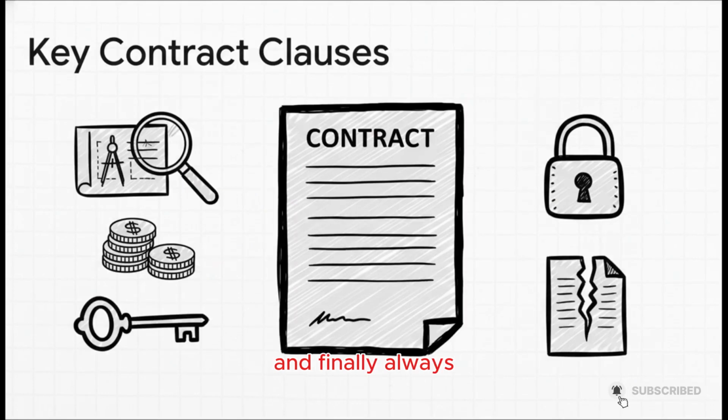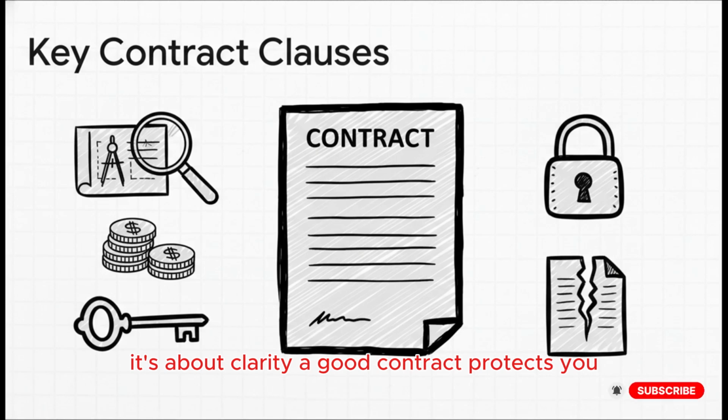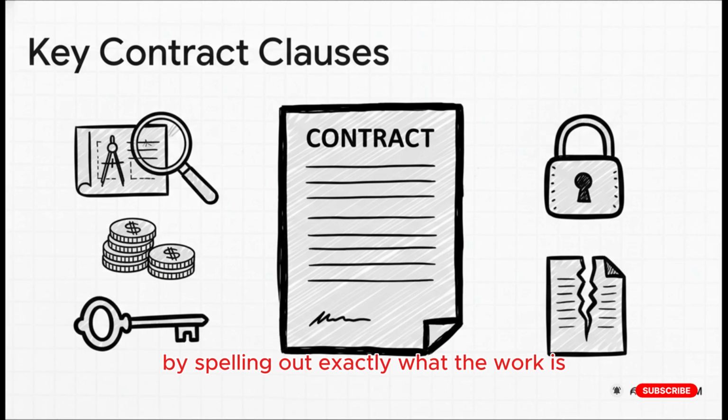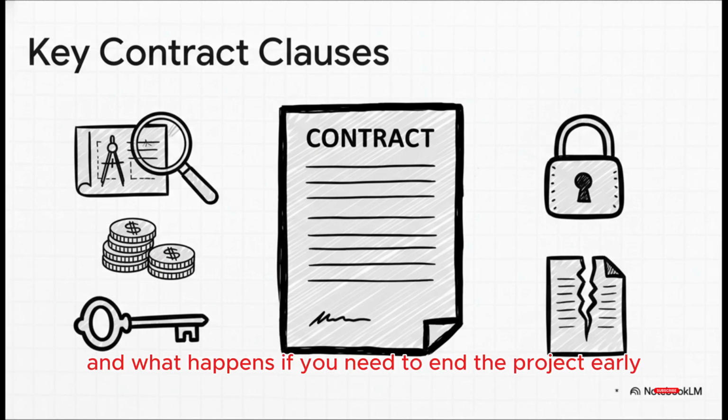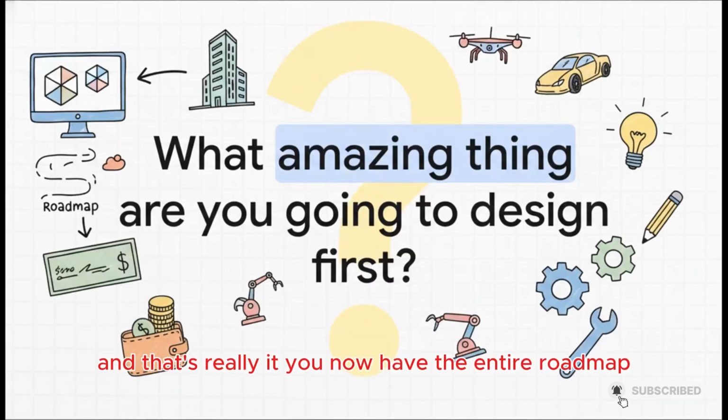And finally, always, always, always use a contract. This isn't about not trusting someone. It's about being a professional. It's about clarity. A good contract protects you and it protects the client by spelling out exactly what the work is, how you'll get paid, who owns the final design, and what happens if you need to end the project early.